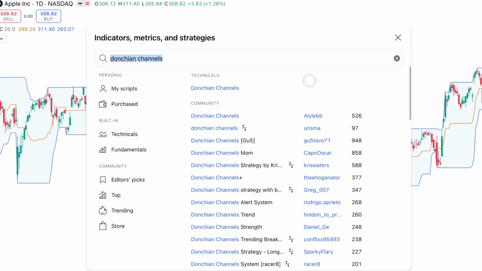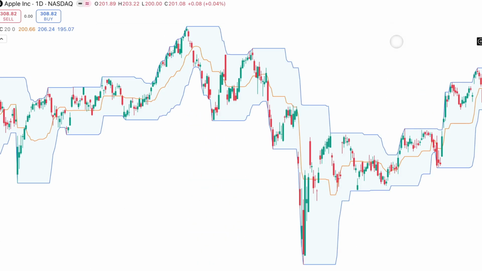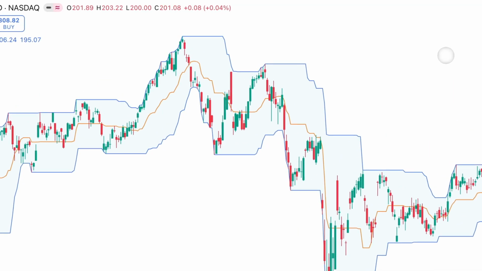First, head over to the chart you want to use it on, then click the / key. Type in Donchian Channels and then click right here. Once you do that, 3 lines will appear on your screen. The upper line is the 20-day high, the lower line is the 20-day low, and the middle line is the average.